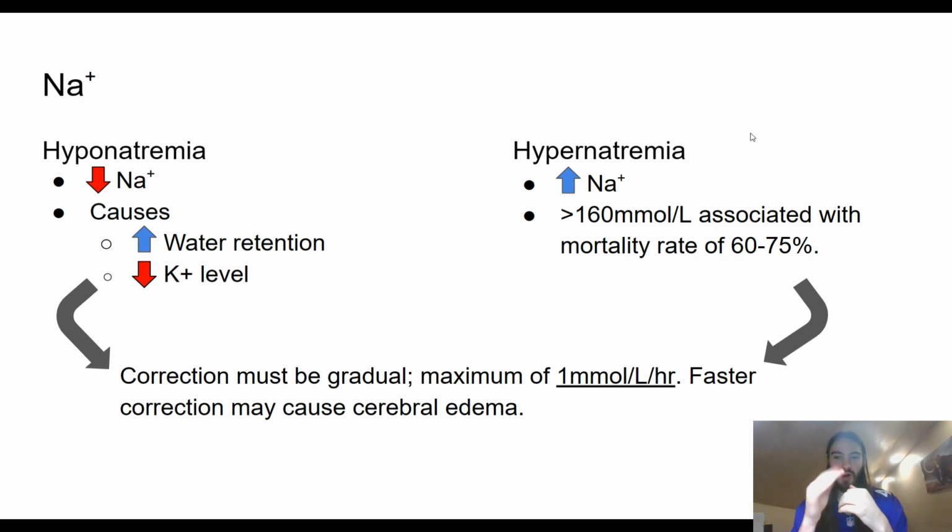With values over 160 millimoles per liter, I'll show you the reference range in the next slide, but the upper range is 145 millimoles. So anything above 160 is associated with a mortality rate of 60 to 75%. And something that's very important to highlight is that the correction of a high or low sodium level must be gradual, maximum of 1 millimole per hour, because any faster correction may cause a cerebral edema. And edema, in general, is swelling in different tissues of the body, but a cerebral edema would be the particularly dangerous outcome there.